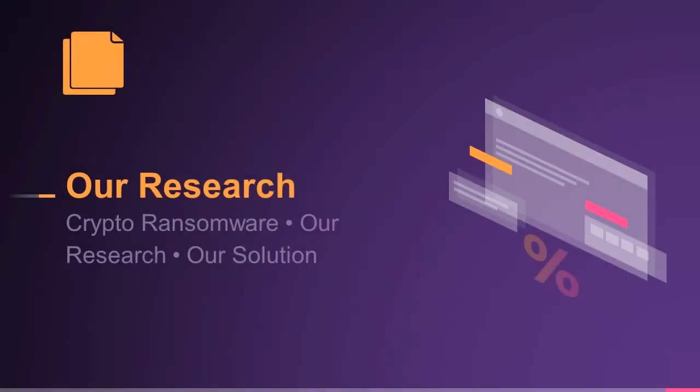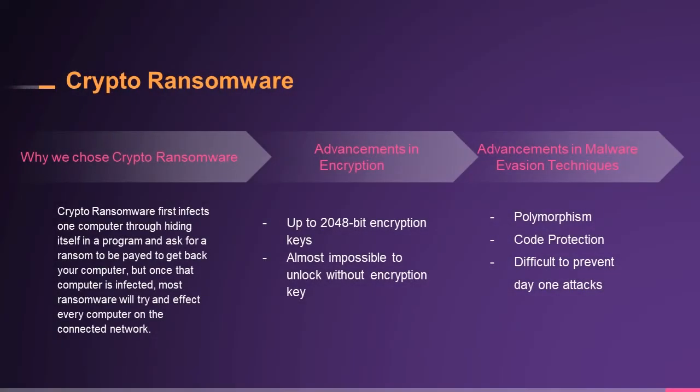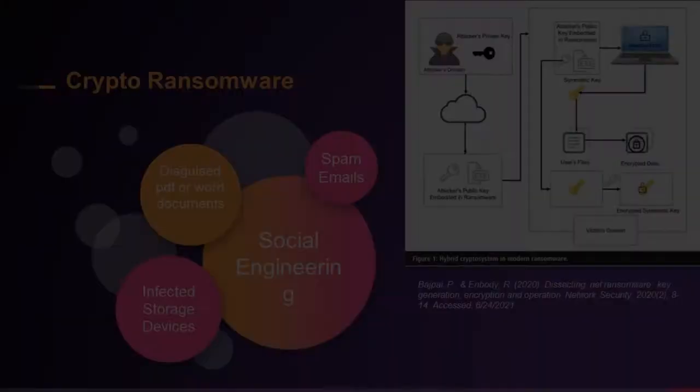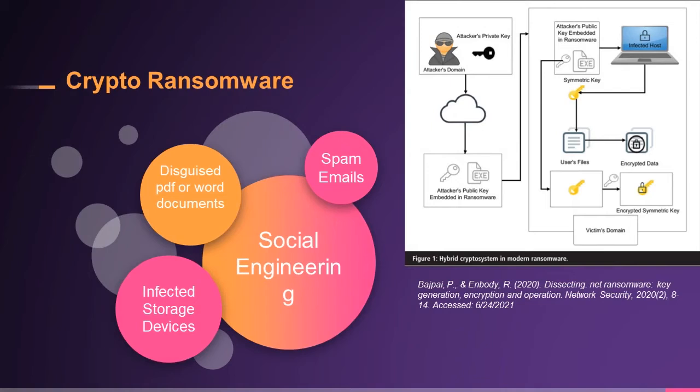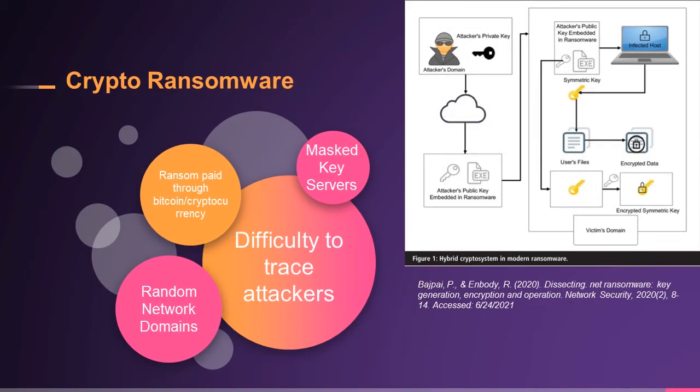Next is our research. We chose crypto ransomware as it tries to infect one computer by hiding itself as a different file. Once infected, it will spread to all the other systems on the server. These are quite difficult to crack and obtain the keys when most of them are new and always changing. They are always trying to spread their malware through spam emails, affected PDFs, or other storage devices that are already affected. They are also quite difficult to track as they mask their key servers as ransomware to be paid in Bitcoin and can be sent through random network domains.